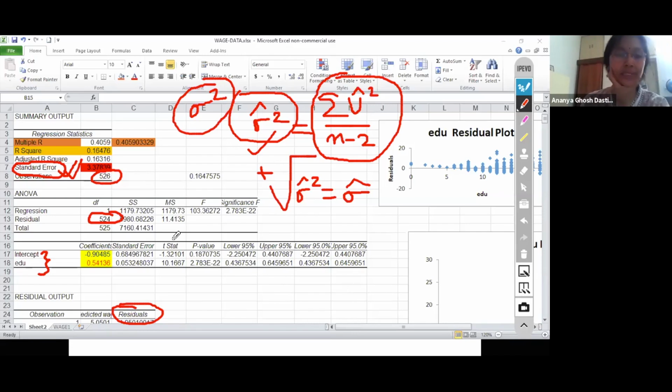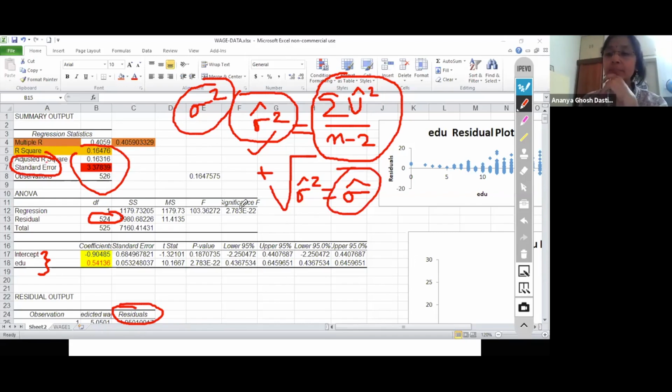Understood? So this thing which is in red over here. The only thing in red, as you can see, is this bit over here. What is that? That is the standard error of your regression. What is that? That is sigma hat.